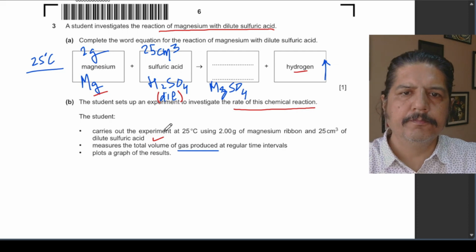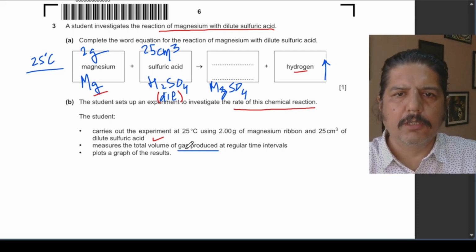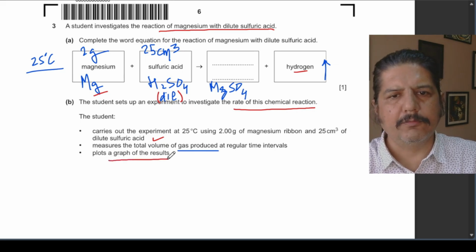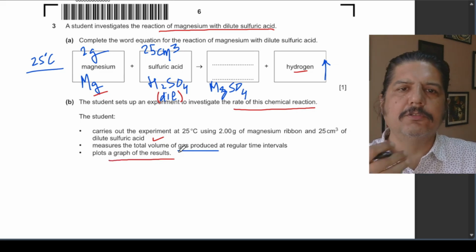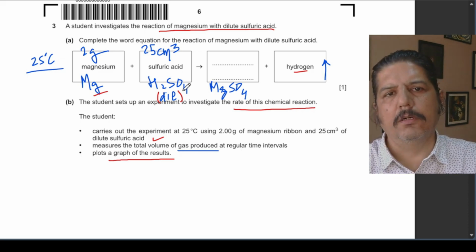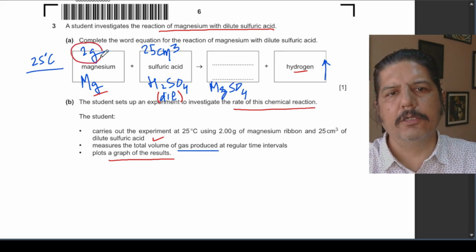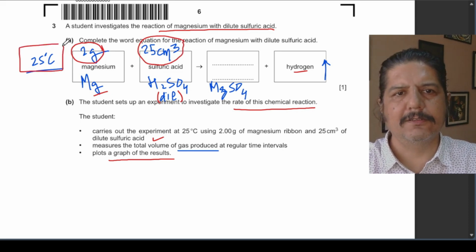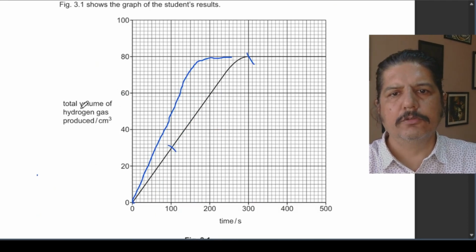So this is the setup. Measures the total volume of gas produced at regular time intervals. Plots a graph of the result. So he takes dilute H2SO4, he puts 2 gram of magnesium into it. This is the setup. This takes place at 25 degrees Celsius. Then he plots a graph also. So the graph looks something like this.